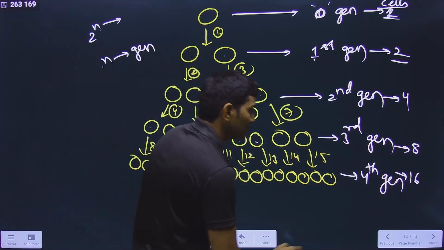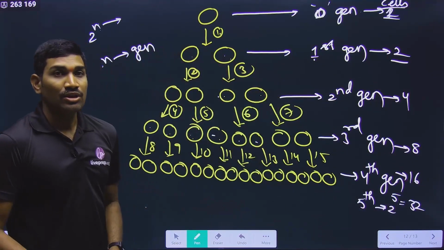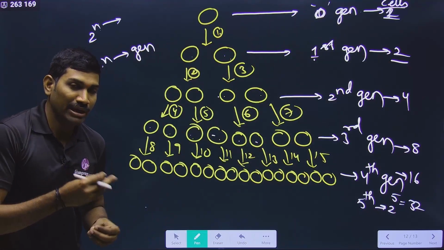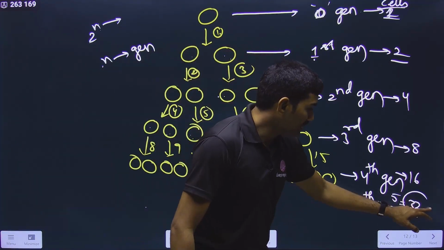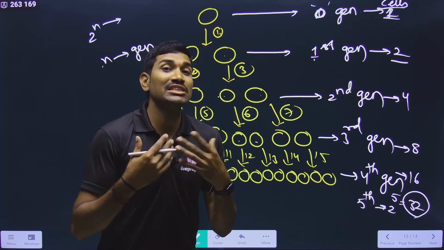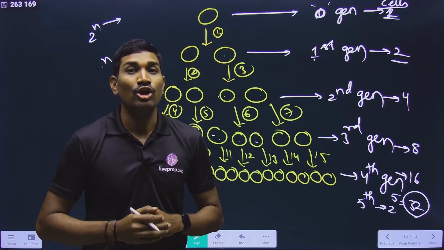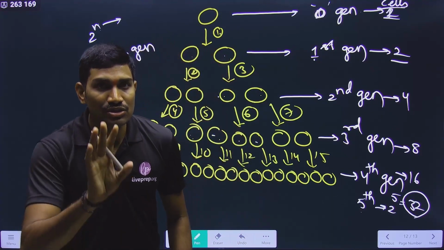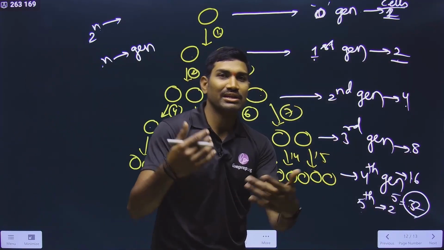Suppose they are asking for the fifth generation. Then what will you write? 2 to the power 5. How many? 32 cells will be there. So in this way you need to calculate generations. Individual mitotic divisions you need to count individually. Understood or not? Now the question is, for 32 cells from an initial single cell, how many mitotic divisions are required? 31 mitotic divisions are required. How many mitotic generations are required? 5 mitotic generations are required. You need to observe this carefully. If they are asking for 2, 4, 8, 16, 32, you can write it, no problem.